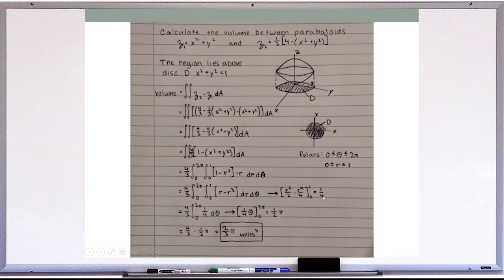Now we can bring 1 over 4 back into the equation. Integrating with respect to theta, we get 1 over 4 theta from 0 to 2 pi. Solving that, we get 1 over 2 pi. Now all we have to do is multiply 4 over 3 times 1 over 2 pi. And here we get the final answer, which is 2 over 3 pi units cubed. So that is the final answer to this problem.